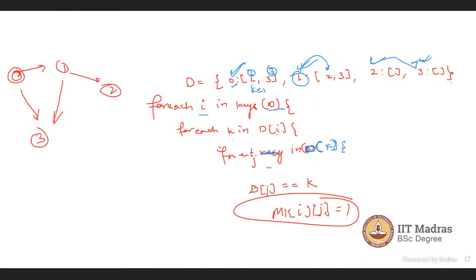Whatever it is there, I'll just make it clear. Okay, this will not be required even. So M, I, J. So J2, so 0, 2 will be connected. J3, 0, 3 will be connected, okay? Understood or not? No, sir.